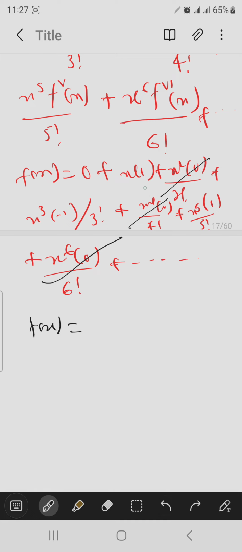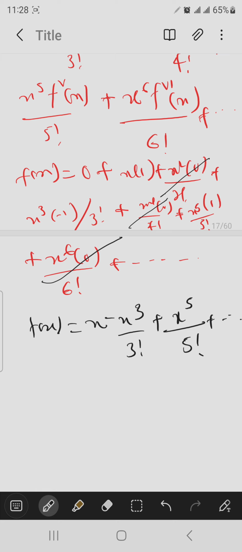Now plus. This one is going to be x times 1. We know because x times 1 is equal to what? x. This one is going to be 0. This one is going to be 1 minus x cubed over 3 factorial, plus. This one is going to be 0. This one is going to be x power 5 over 5 factorial, plus dot dot dot.